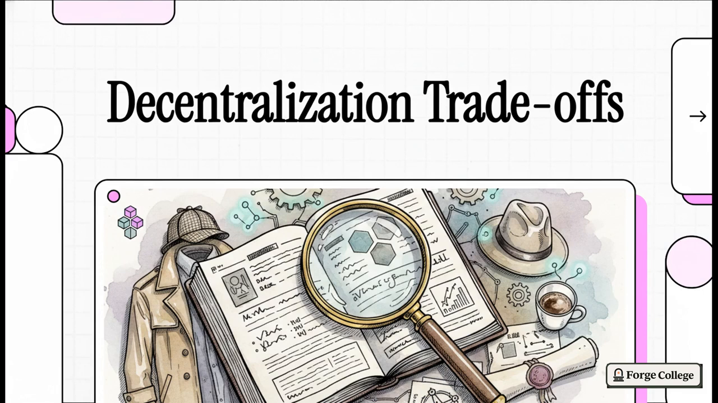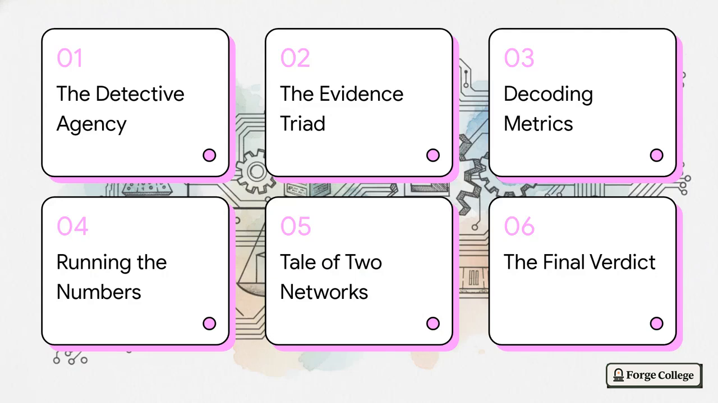Let's grab our magnifying glasses and honestly, maybe a trench coat, because today we are stepping into a brand new role, blockchain detectives. We're diving into the synthesis and case studies of decentralization trade-offs. We're going to take everything we've synthesized so far and put some real-world cases under the microscope to see exactly what makes them tick. Here's the plan for our investigation today.